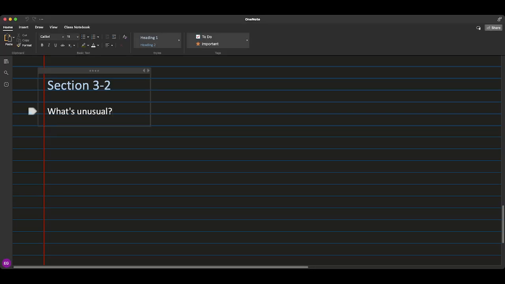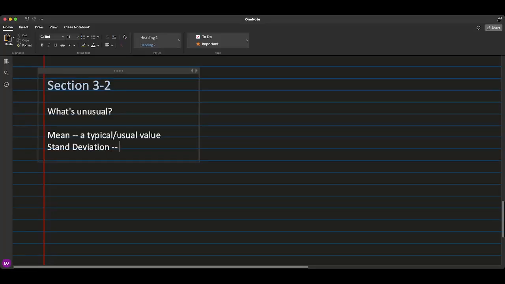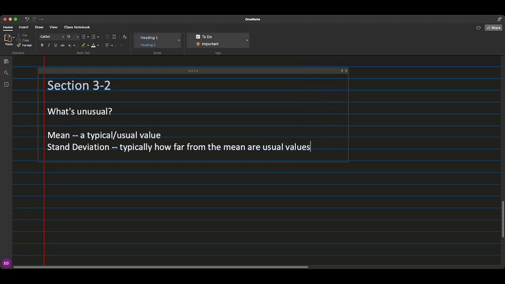Okay, so we talked last time about how the mean is a measure of center. The mean tells you what's typical or usual. And we talked about the standard deviation. Let's write this down. So the mean, what is a typical value? Typical or usual value. And then we talked about the standard deviation, which tells us typically how far from the mean are usual values. So now we're going to talk about the flip side of this.